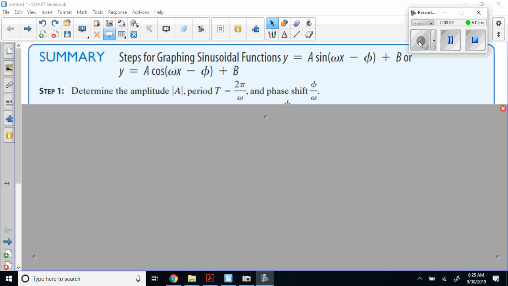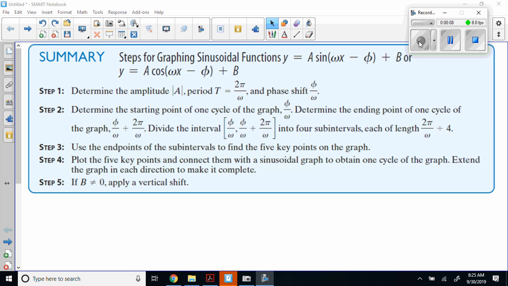All right, so it's Monday, September 30th, last day of September. And we're going to look over shifts of sine functions, right? Sines and cosines. But we'll look at it in terms of sines first.